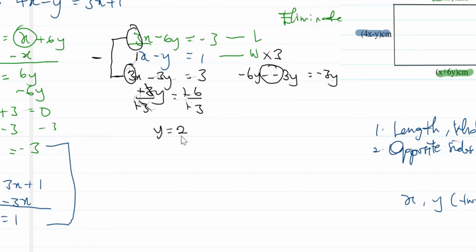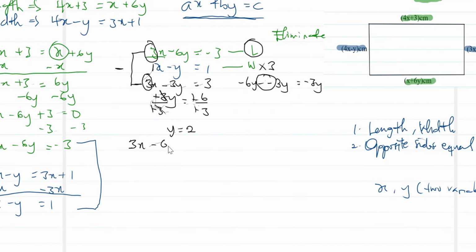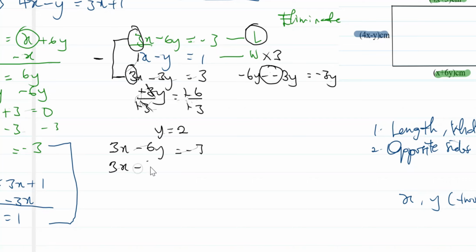Now after getting the value of y, we can substitute it in any of these equations. So let's substitute it in equation L. So what is equation L? 3x minus 6y is equal to minus 3. Now we know the value of y. What is the value of y? The value of y is 2, so let's substitute. That is equal to negative 3. This will give us minus 12 is equal to minus 3.